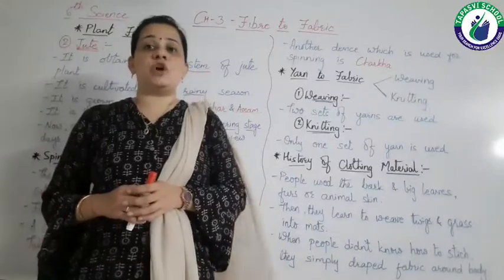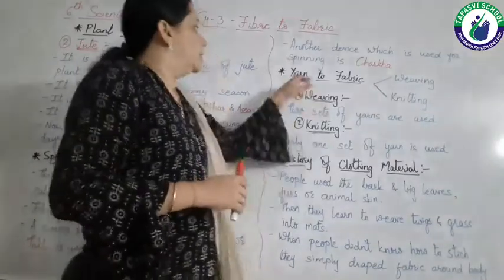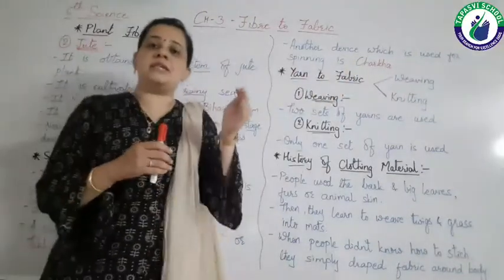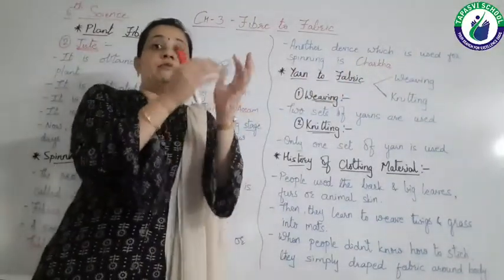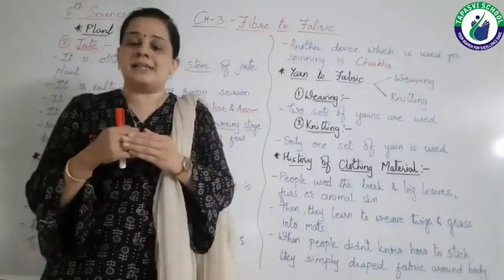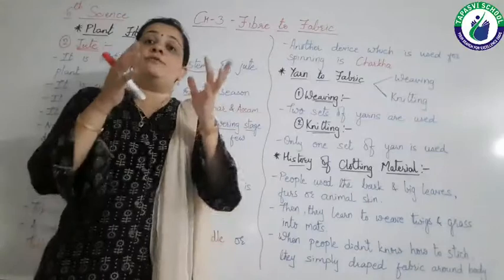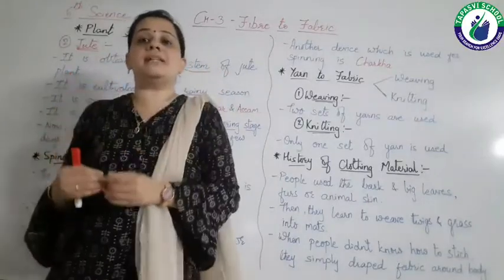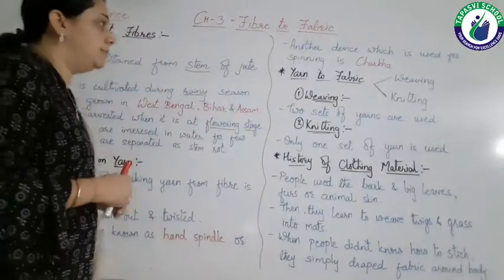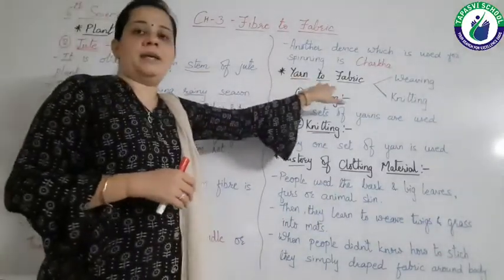Now our next topic is yarn to fabric. Meaning first we have seen the fibers. From fibers through spinning we have made yarns. Now the next step is, from yarn how can we make the fabric, that is cloth, right? So let's see yarn to fabric.